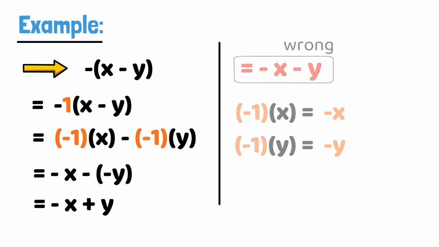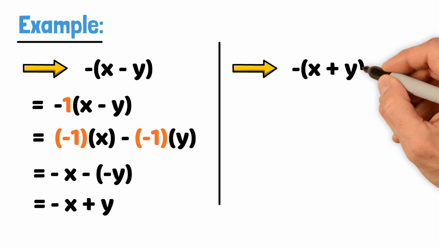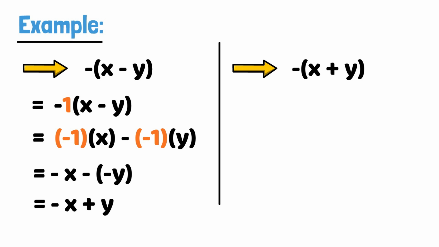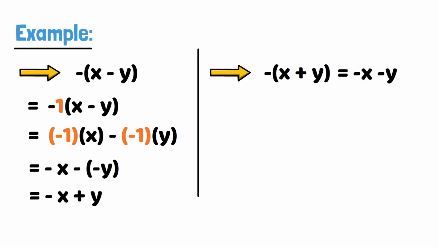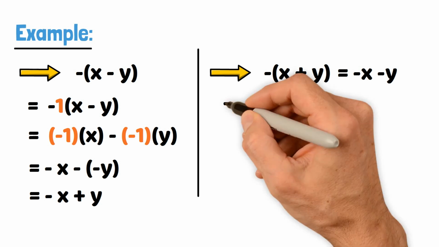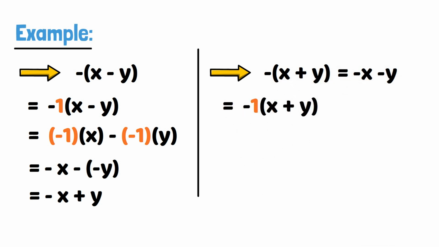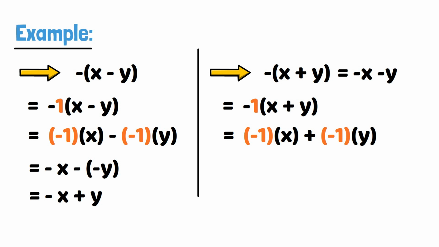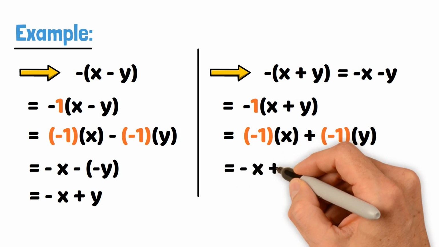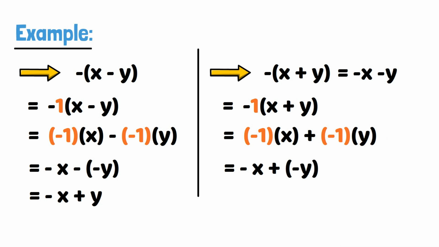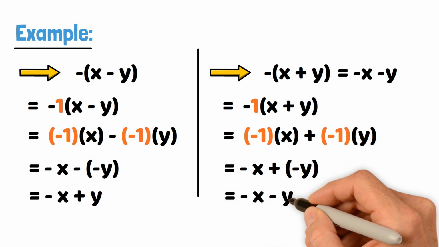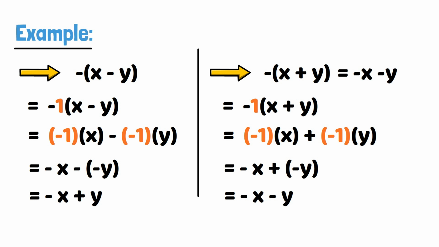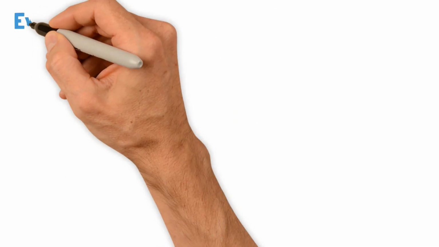The exact same idea is also true with negative (x plus y). The answer is not negative x plus y, rather it is negative x minus y. And to see this, let's again introduce the number 1 in front. Consider negative 1 times (x plus y). This becomes negative 1 times x plus negative 1 times y, which is negative x plus negative y, which is the same as negative x minus y, because a positive multiplied by a negative is a negative. That's why plus negative y ended up turning into negative y.